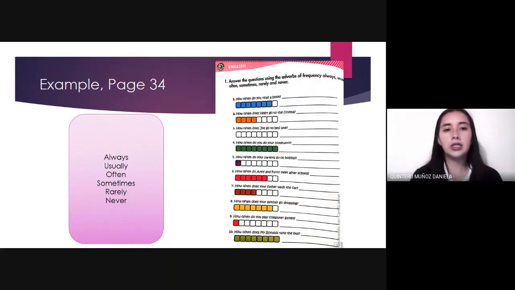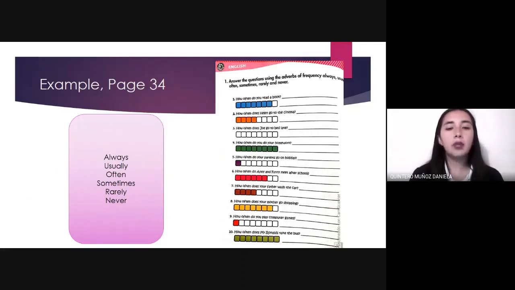You have this exercise, and the exercise is answer the questions using the adverbs of frequency. Always, usually, often, sometimes, rarely, and never. You have to see the color of the bar and you have to answer. For example, in the first exercise, you have, how often do you read a book? ¿Con qué frecuencia lees un libro?